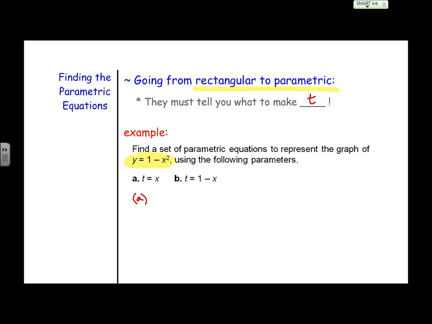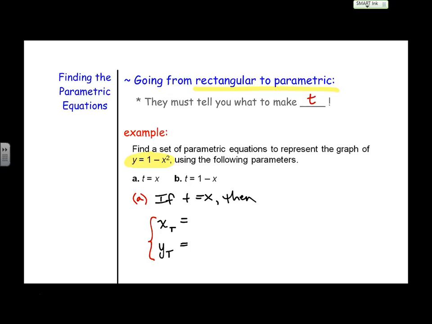Start with just A. If t is equal to x, that's our clue. Then what can we say? The goal is to figure out x of t, or, as your calculator puts it, instead of x of t, a little x with a sub t. It's the same thing as function notation. And y of t. If we're trying to get parametric equations, we're trying to find the pair: both what x equals and what y equals.